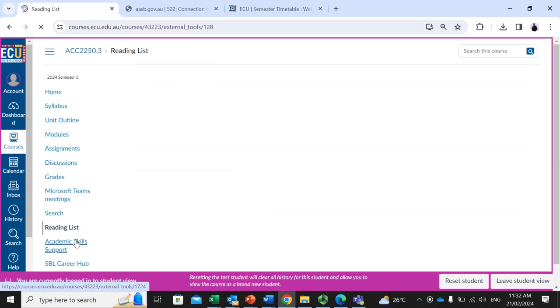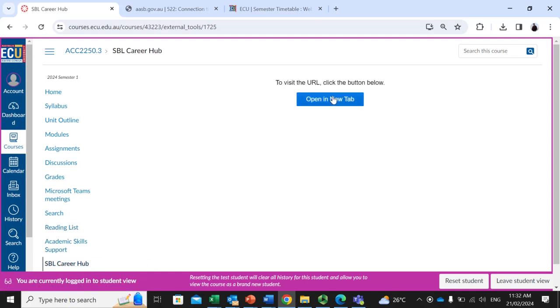And this will be the SBL Career Hub. Currently there is nothing showing up, but here we'll post information related to careers, because from time to time we will have those things.